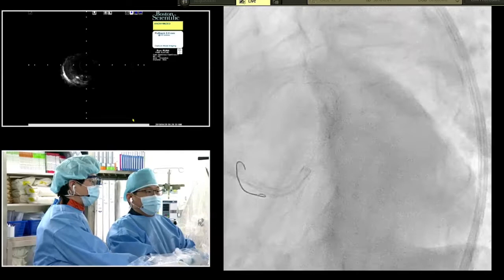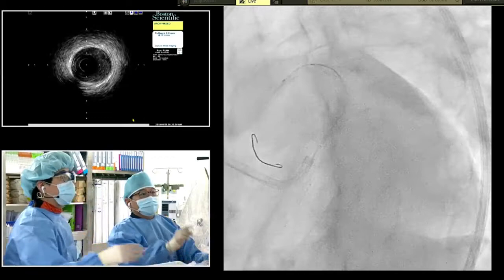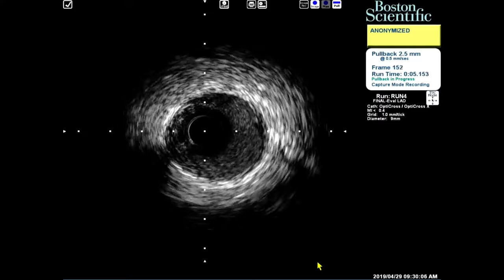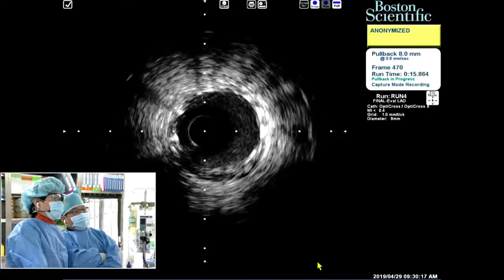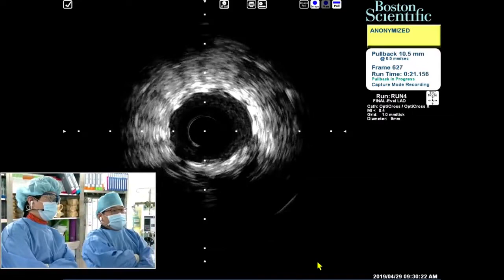Okay, from here. Small dissection, but I don't think it compromised LAD flow. Here, I applied the 3.0 from here, distal edge. Yes, so well expanded, well opposed to the vessel wall. The stent size is getting bigger than before.